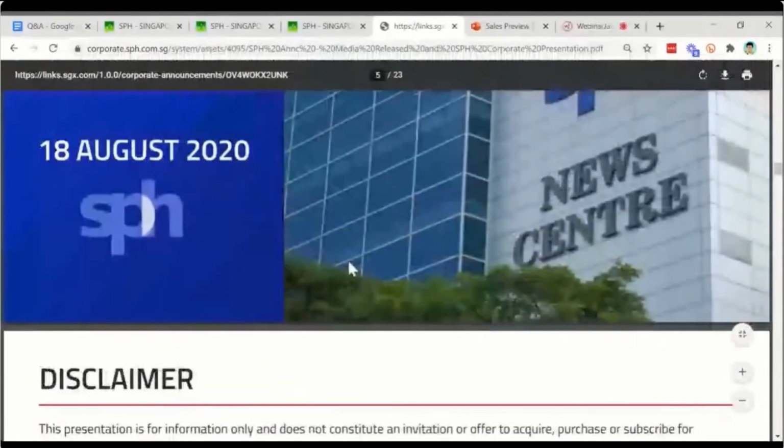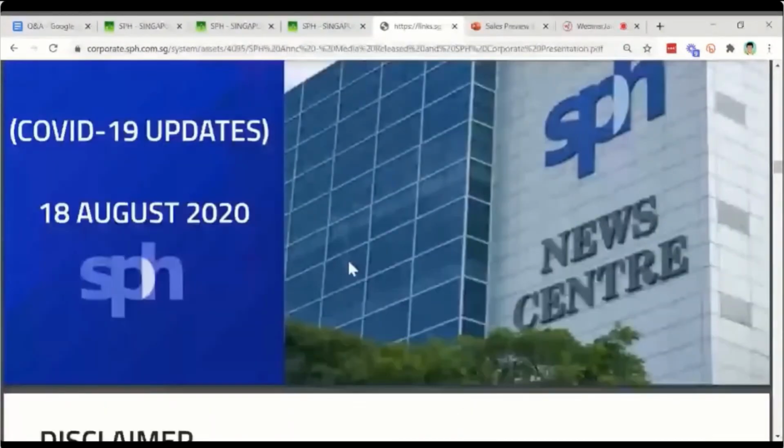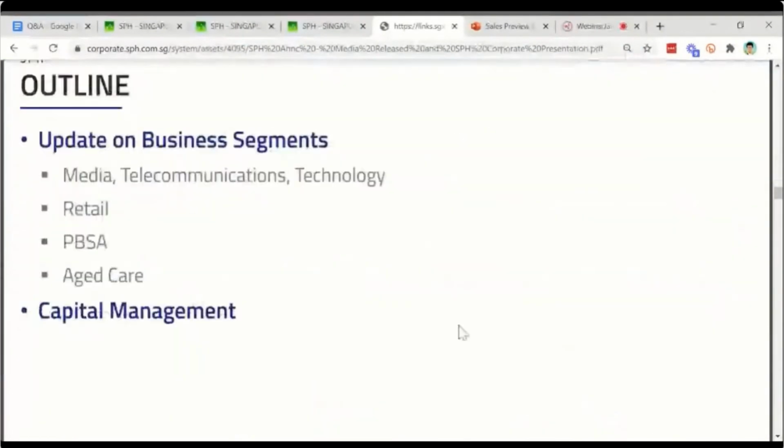So I went to SPH to grab their corporate presentation. So this is as of 18 August 2020. And okay, although SPH used to be a media company, they are now becoming more like a Singapore property holdings lah. Because they have a lot of REITs lah, they have the SPH REIT, they have the purpose built students accommodation, as well as the nursing homes under the aged care segment.